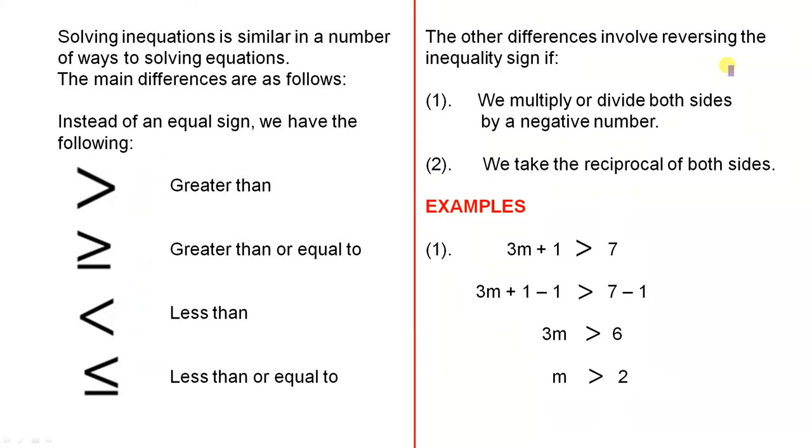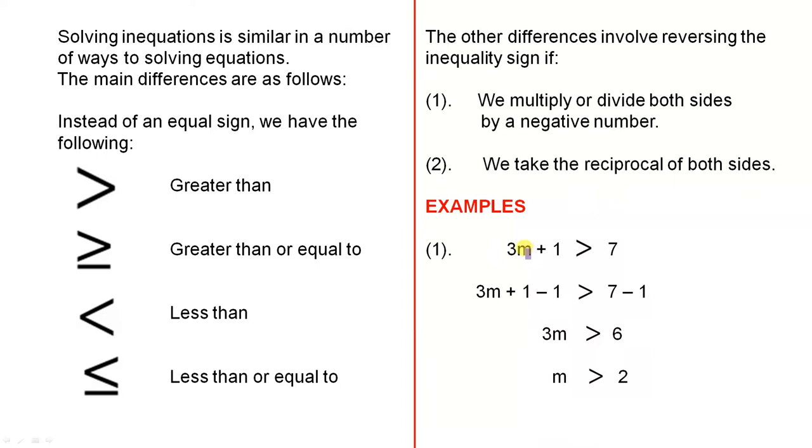The other differences involve reversing the inequality sign if we multiply or divide both sides by a negative number, and if we take the reciprocal of both sides. Now we will see those two examples on the next slide. So let's look at example 1 where the signs stay the same. We do not reverse the signs.